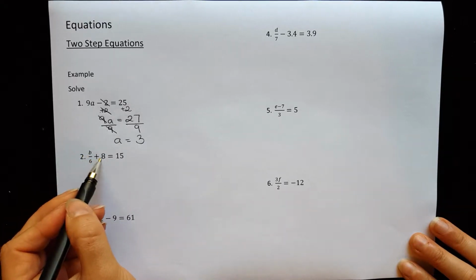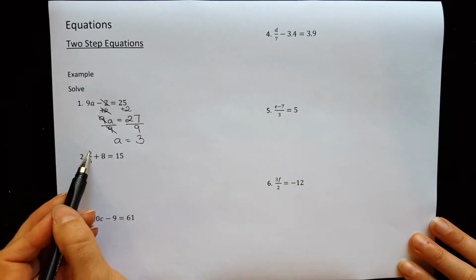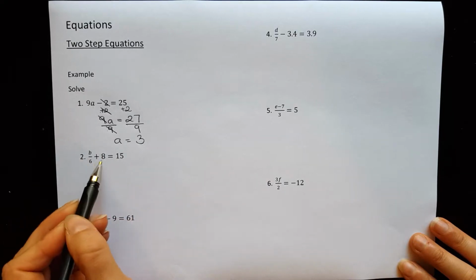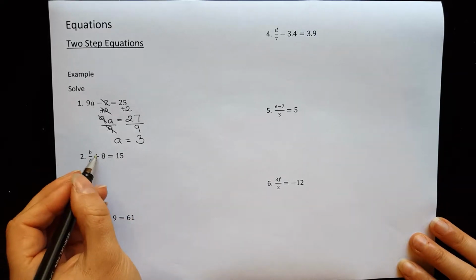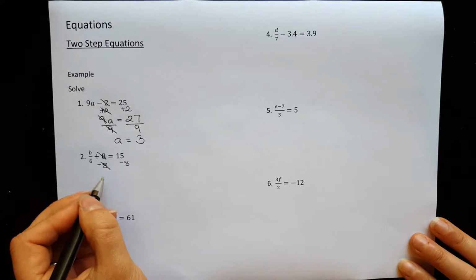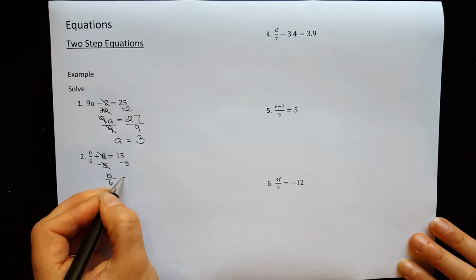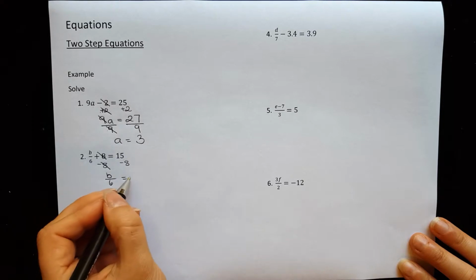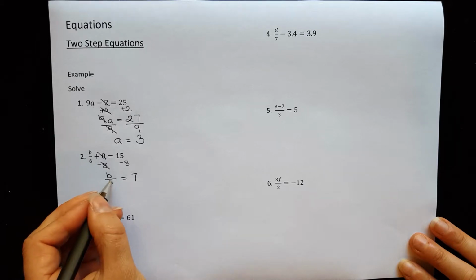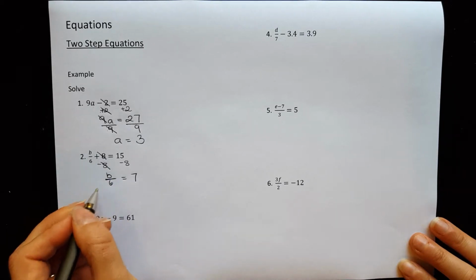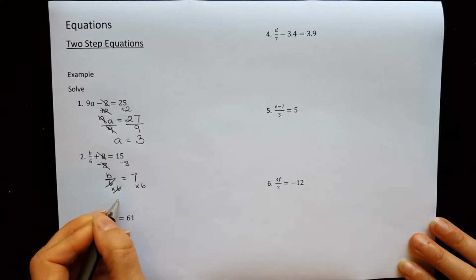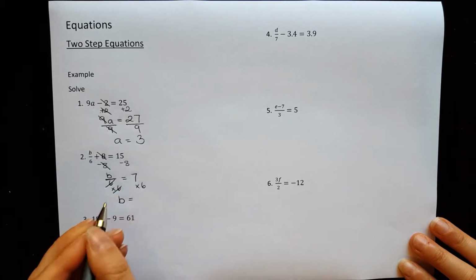b over 6 plus 8 is equal to 15. So b has been divided by 6, then we add the 8 to get 15. So the reverse order, the 8 has to go first. The inverse will be to subtract the 8 from both sides. So that means b over 6 is equal to 15 minus 8, which is 7. Then I need to move this 6 away. That's a divide, b divided by 6. So I need to multiply by 6. So b is finally by itself, and 7 times 6 is 42.